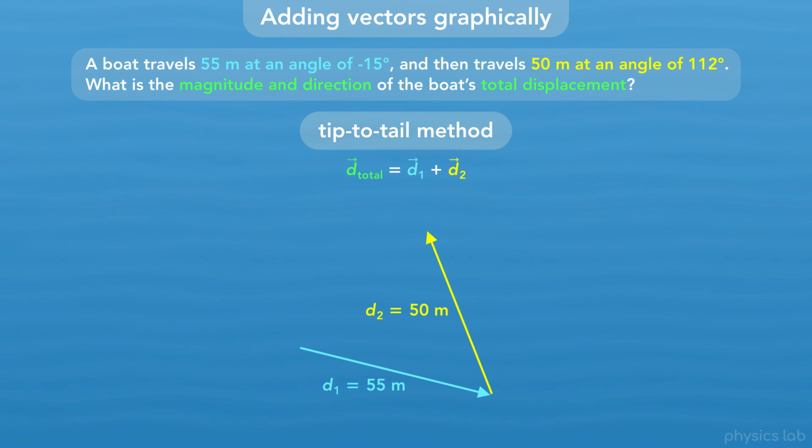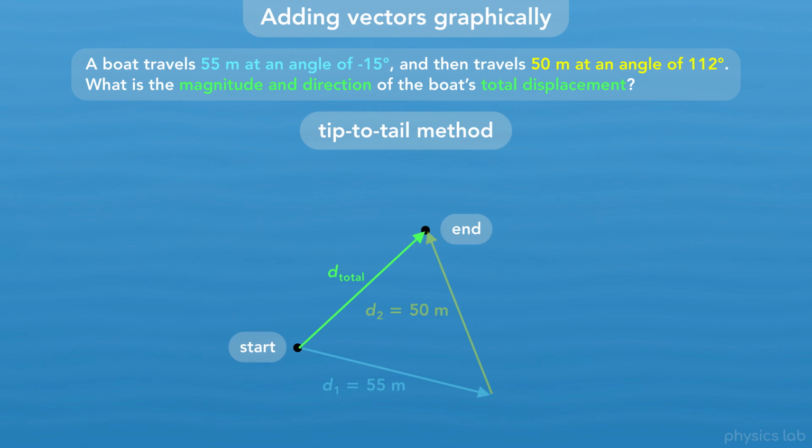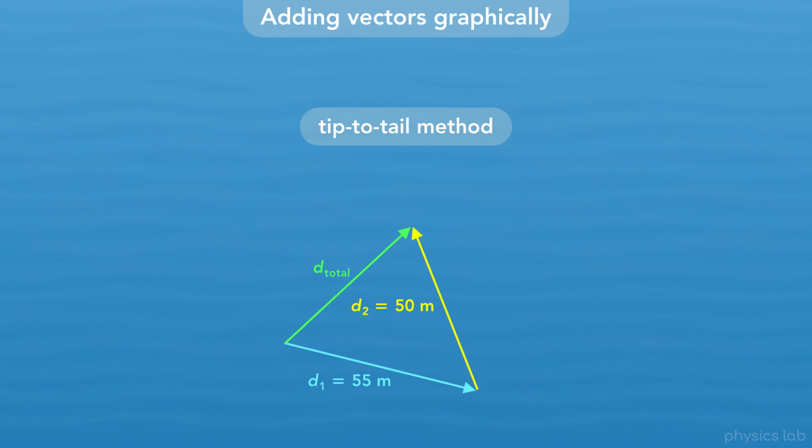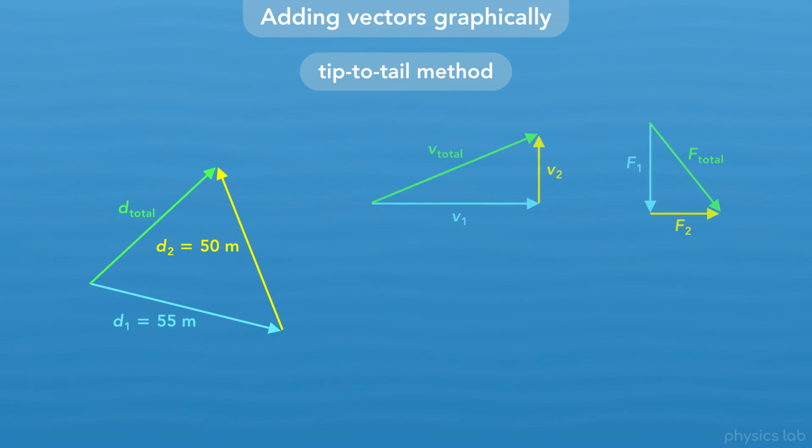Now the sum of the two vectors, the resultant vector, starts at the beginning of vector 1 and ends at the end of vector 2. That is the tip-to-tail method. If the object moves along the total displacement vector, it has the same start and end point as if it traveled along vectors 1 and 2. This works for adding any vectors, like velocity and force vectors.